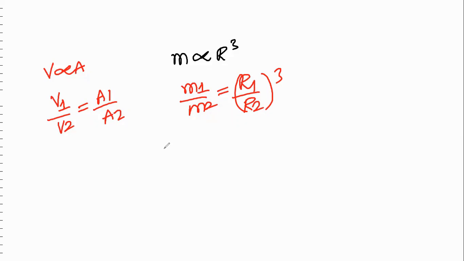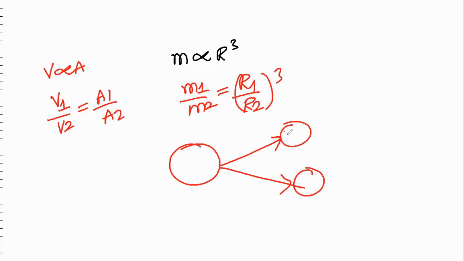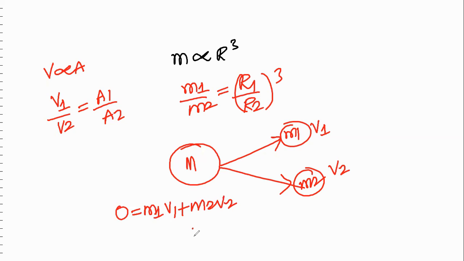Whenever we take velocity, let us suppose a body is at rest. It splits into two parts of masses M1 and M2. These parts are moving with velocity V1 and V2. Then according to the law of conservation of linear momentum, total momentum before collision is equal to total momentum after collision. M1 V1 plus M2 V2 we will take. So M1 V1 is equal to M2 V2.